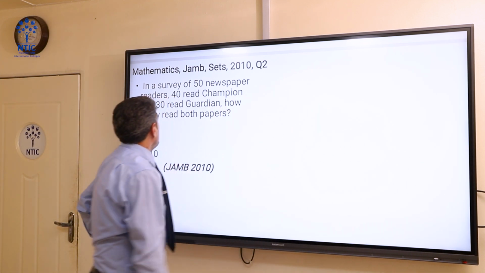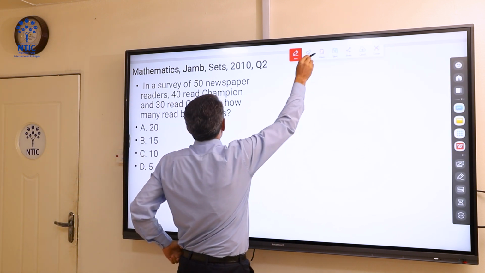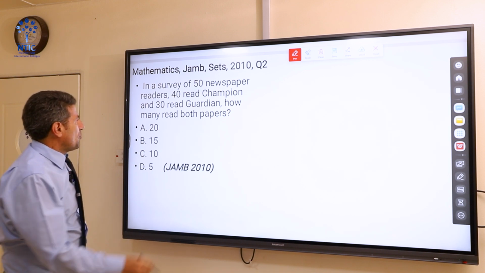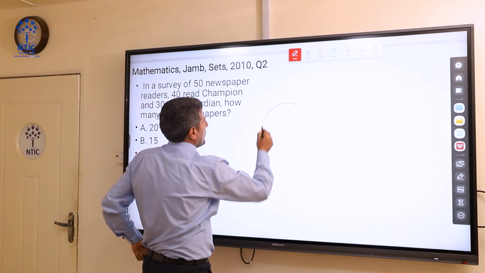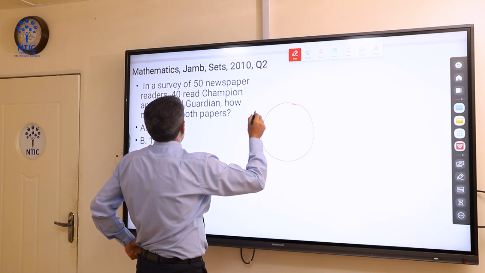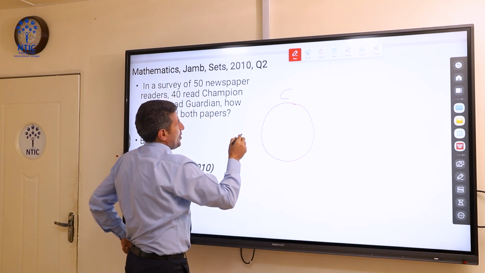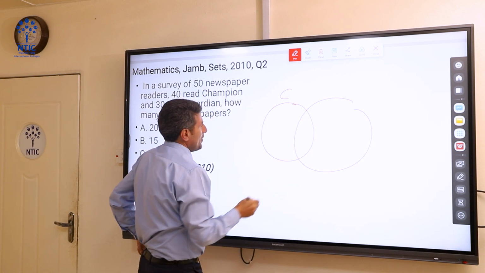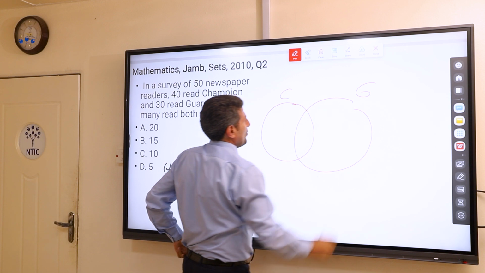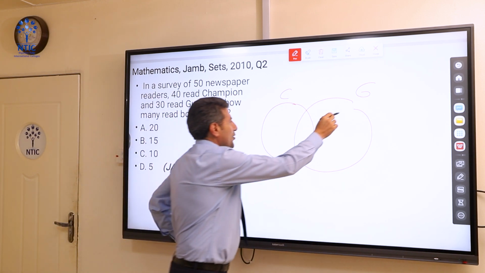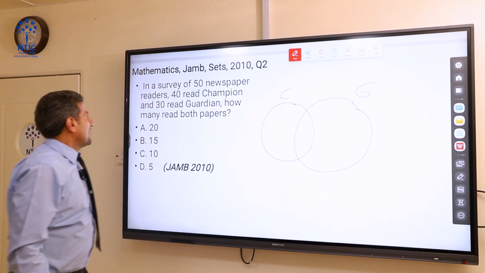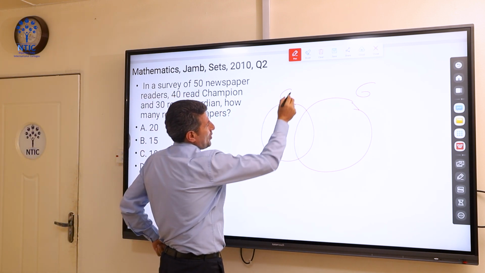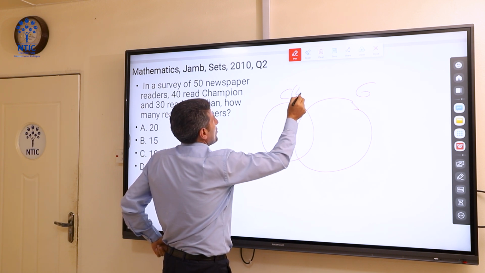We have two sets here, which are reading two different newspapers. Some are reading the Champion. Let's say this is the set of Champion, and some are reading the Guardian. So let's say this is their set. The number of people that read Champion is 40. So we don't write anything inside this set so far. We write here, those who read Champion, they are 40.